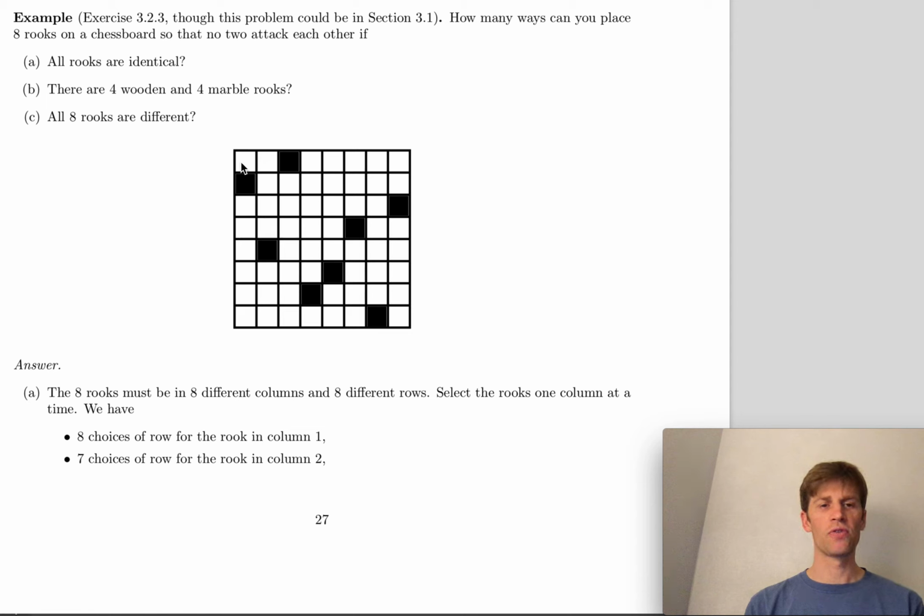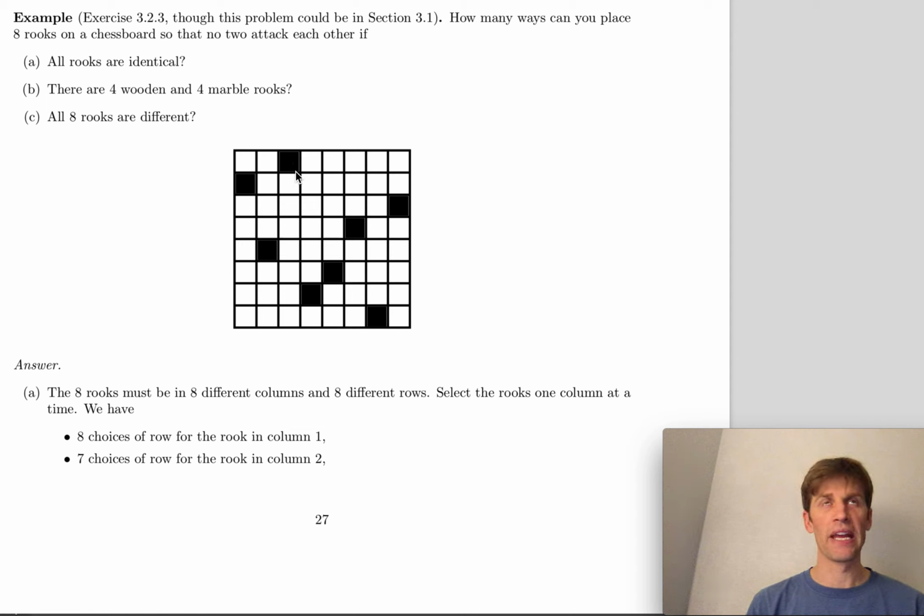So we're going to choose first which row the rook in column 1 is in. Next, in column 2, which row is that rook in? Next, in column 3, which row is that rook in, etc., and keep on going. So for the rook in column 1, we have 8 different choices of row in which that rook could be. Once we've chosen that row, for the rook in column 2, there are now only 7 remaining rows where that rook could be. Once we've chosen those first 2 rooks, for the third rook in column 3, there are now only 6 remaining rows in which that rook could be, etc.